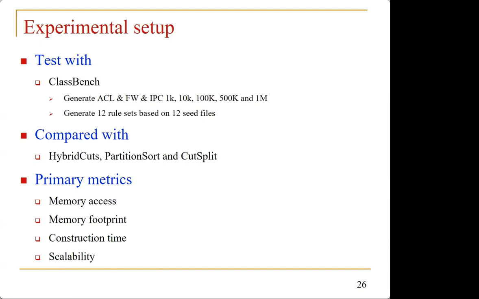We compare MBitTree against HyperCuts, PartitionSort, and ByteCuts. We measure 4 metrics: that is memory access, memory footprint, construction time, and scalability.